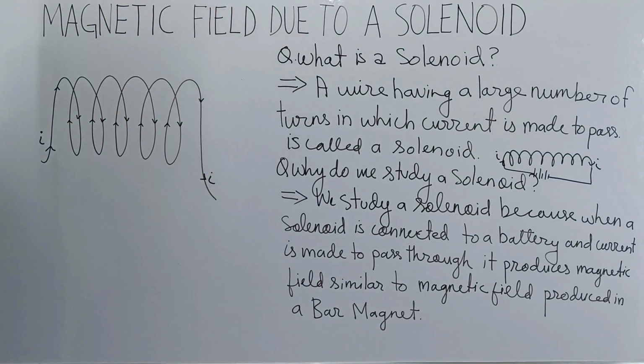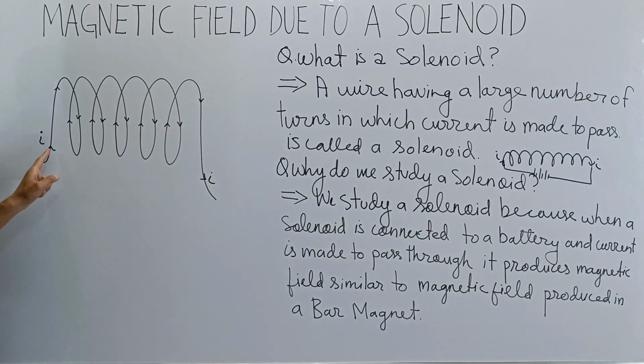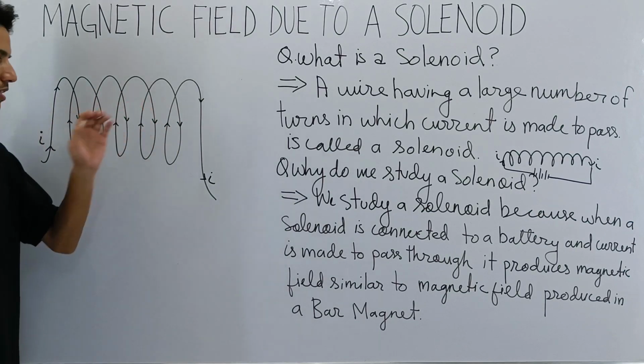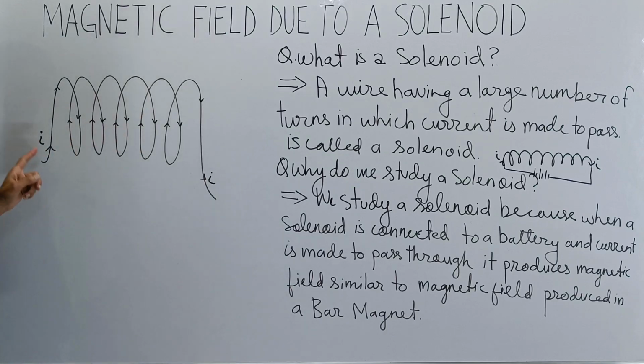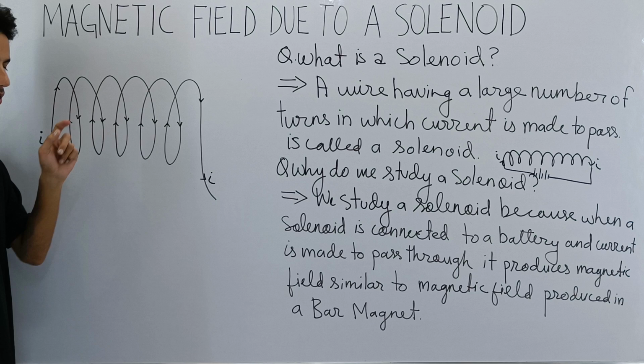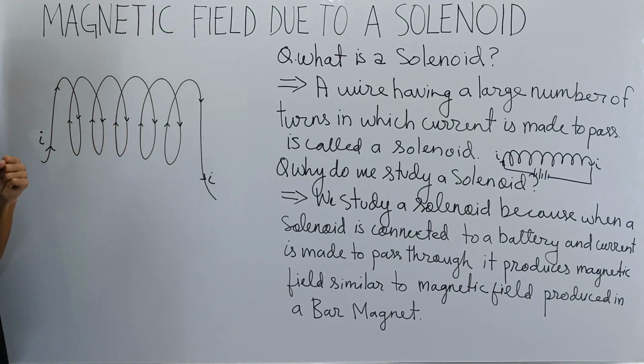I hope this much is easy. So far we have a wire which has many turns, and current is passed through this wire. Now when current passes through this solenoid, through this wire having a large number of turns, what will happen? It will produce a magnetic field. But before that, let us try to learn about the solenoid in detail again.